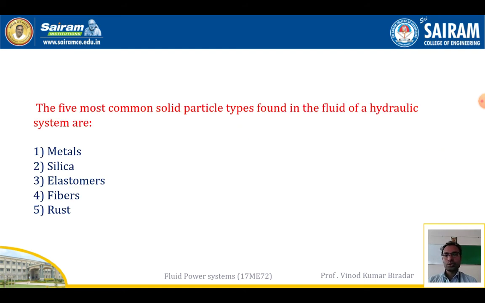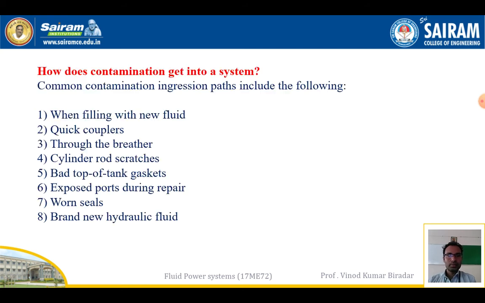There are the five most common solid particle types found in a hydraulic fluid system. They are metal, silica, elastomers, fibers, and rust. Okay, so these are the five common solid particle contaminations that take place in the hydraulic power system.